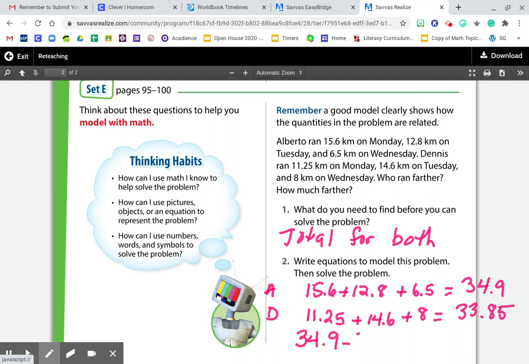and subtract out Dennis to find the difference, because we're looking for who ran farther. So we need the difference. Let me subtract that out. And you say that Alberto ran 1 5/100 kilometer farther than Dennis. So that's our review.